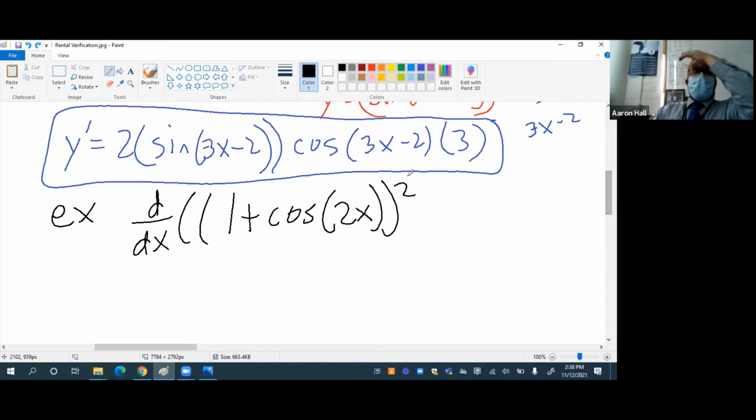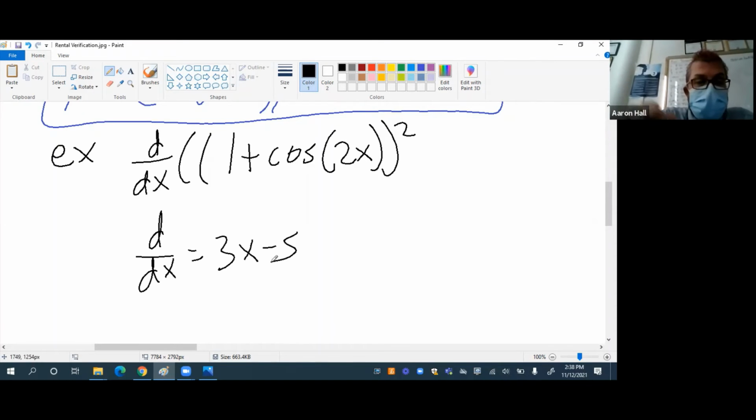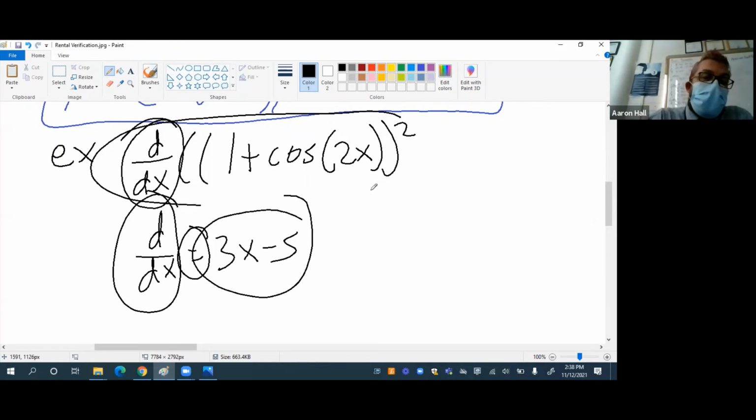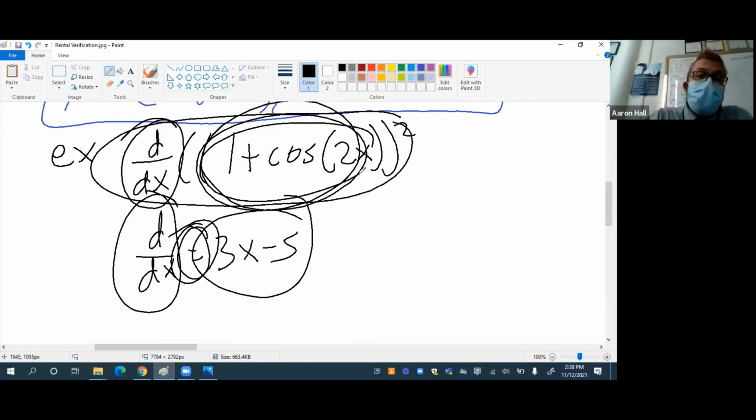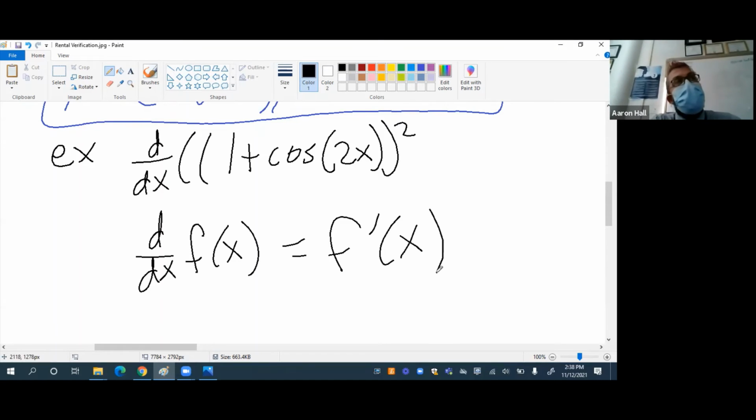Yep. So all this means is take the derivative, right? If I say something like d/dx = 3x - 5, I'm saying that the derivative is 3x - 5. Now, if you see the derivative as part of the function, not equals, then it means take the derivative. This is my function, and I want you to take the derivative of it. In fact, if I have d/dx of f(x), that means f prime of x. It's the same thing.